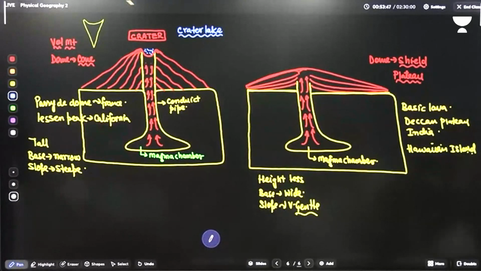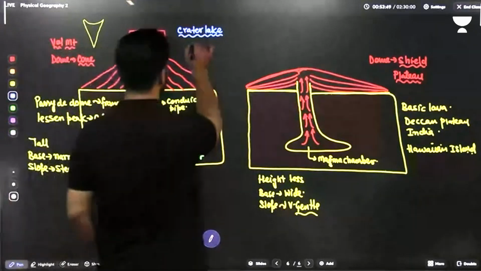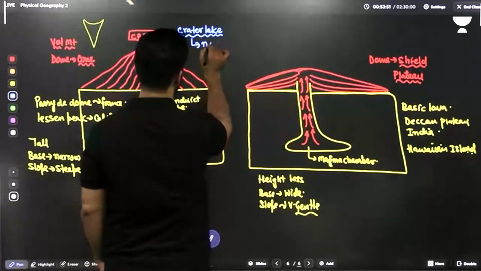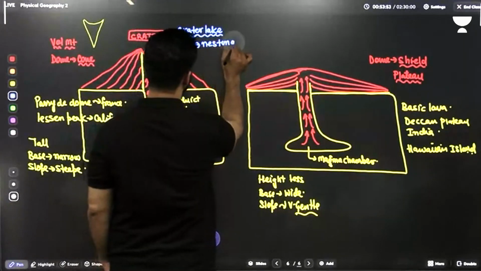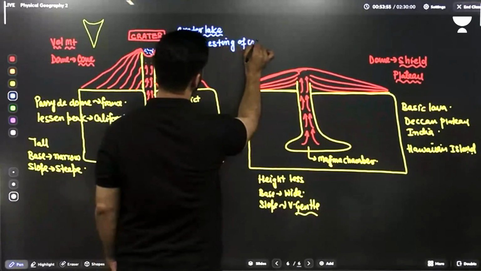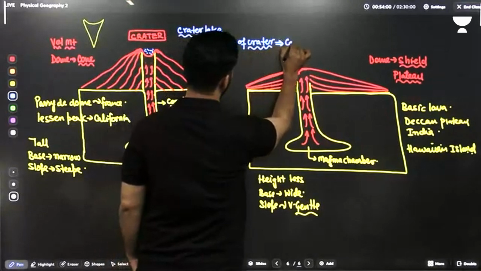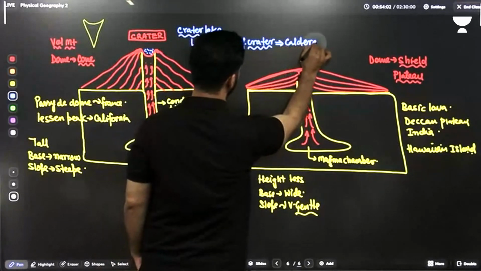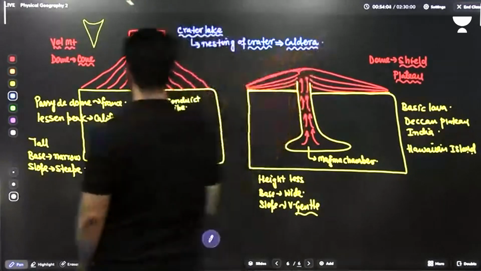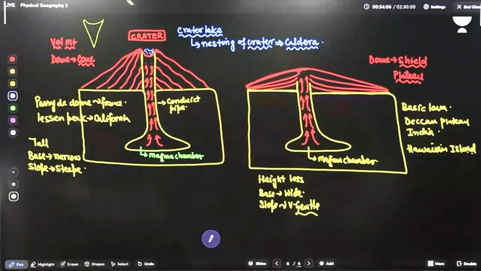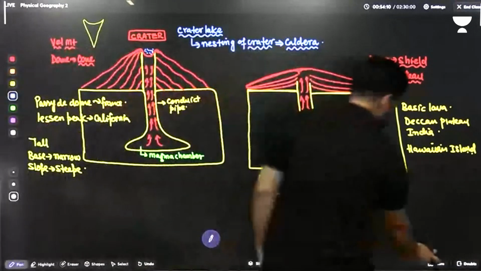Increase or decrease? Increase. So you will remember, nesting of craters is called as caldera. What is it called as? So if they ask you which is bigger, crater or caldera? Caldera. यहाँ पे देखिए ये कैसे दिखता है.